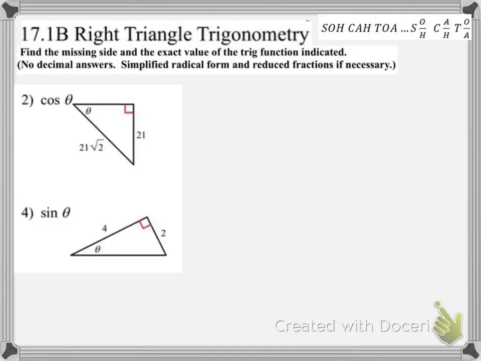These are a few problems from the 17.1b assignment. The first two problems I'm working out deal with, if they give you a triangle, how do you find whatever trig ratio they asked you for? Number two, they give us a theta angle right here, and straight across from that, we're going to have our opposite. And of course, across from the right angle, we have our hypotenuse.